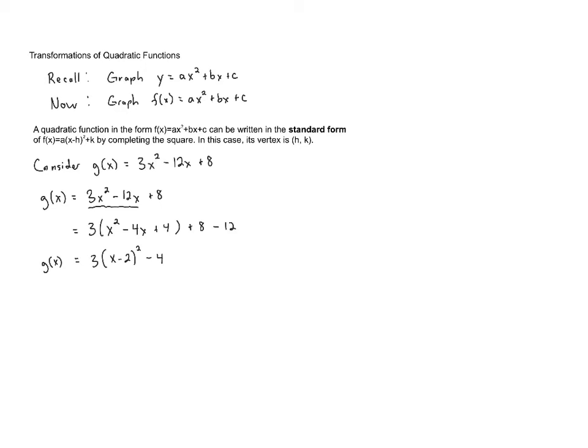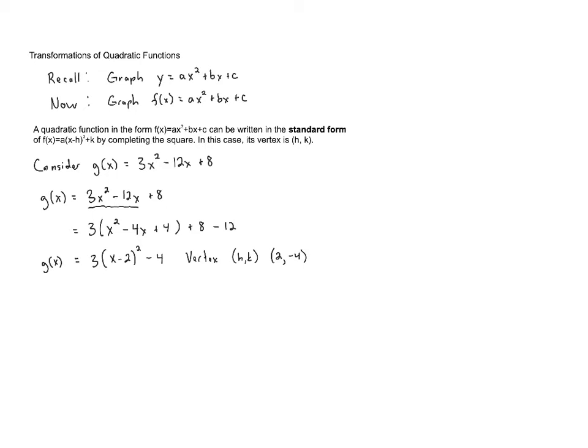Now, we can figure out just by looking at this what the vertex is going to be. Remember, the vertex is given by h comma k. Now, h is the quantity that's being subtracted inside the parentheses. In this case, 2 is being subtracted, so 2 is the value of h. And then k is the constant term at the end. In this case, that is -4, so k is going to be -4. And so our vertex is going to be at the point (2, -4).